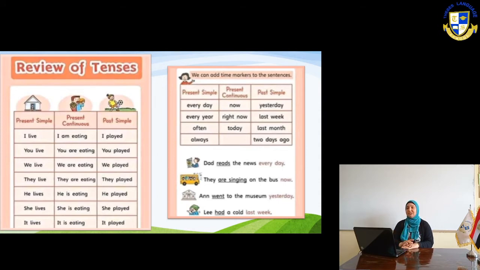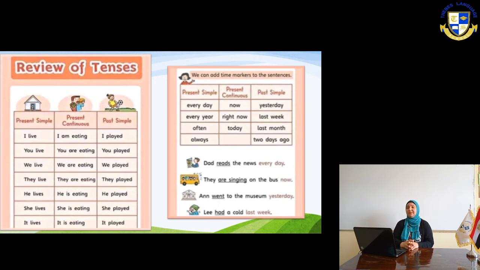Beside this table, you will find another table. We can add time markers. Time markers mean keywords or time expressions that show you which tense you should use. Like in the present simple, you can use every day. I go to school every day. Every year, I visit my uncle in America. I often go to the club 3 times a week. I always read the newspaper in the morning. So this is the present simple.